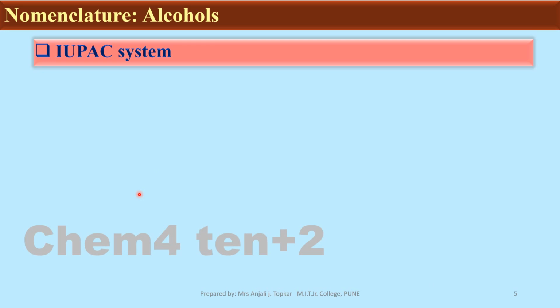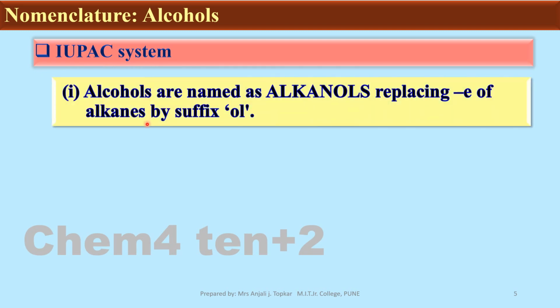The third system of nomenclature of alcohols is the IUPAC system, International Union of Pure and Applied Chemistry. Let's begin one by one, stepwise, and understand the nomenclature of alcohols by this system. First one, alcohols are named as alkanols, replacing E of alkanes by suffix OL. Let's understand it with an example.